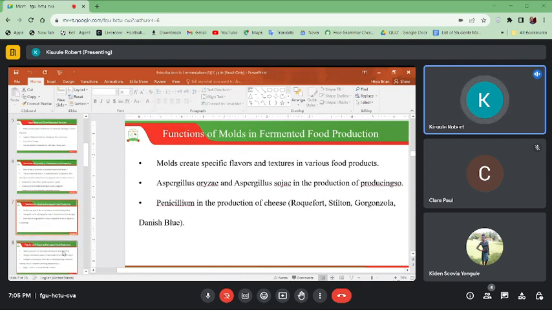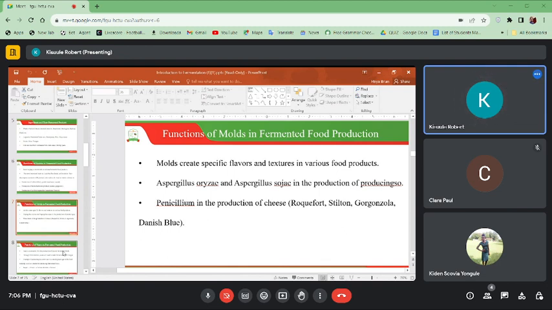So what are the functions of molds in fermented food production? In most cases, when we are looking at food production, we are not taking our minds away from food safety, because ideally you cannot eat a food that has molds on top of it. For example, people who have bread right now, you can soak it a little bit in water, then tie it in a polythene bag. At the end of the day, you will see that molds would have grown. Such foods are not to be consumed because they will cause ill health.